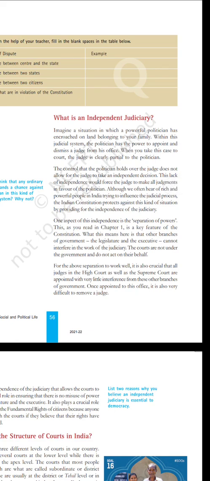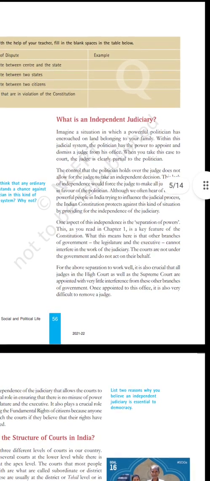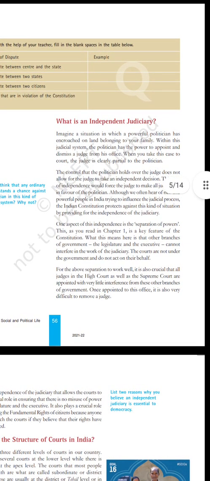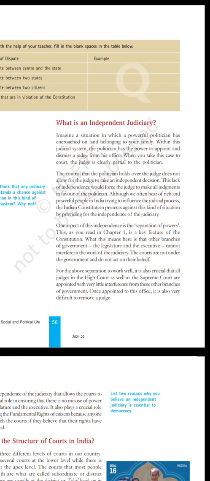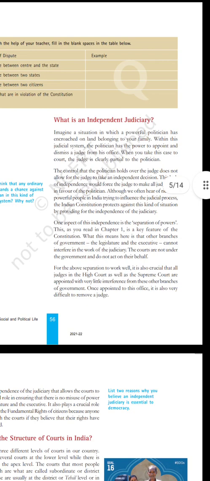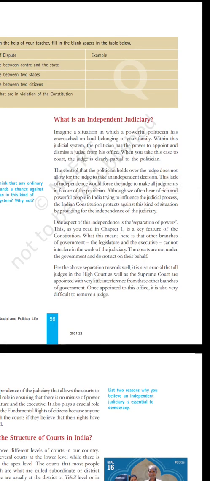What is an independent judiciary? Imagine a situation in which a powerful politician has encroached on land belonging to your family. Within this judicial system, the politician has the power to appoint and dismiss a judge from his office. When you take this case to court, the judge is clearly partial to the politician. Do you think that any ordinary citizen stands a chance against a politician in this kind of judicial system? Why? Why not? The control that the politician holds over the judge does not allow the judge to take an independent decision. This lack of independence would force the judge to make all judgments in favor of the politician.